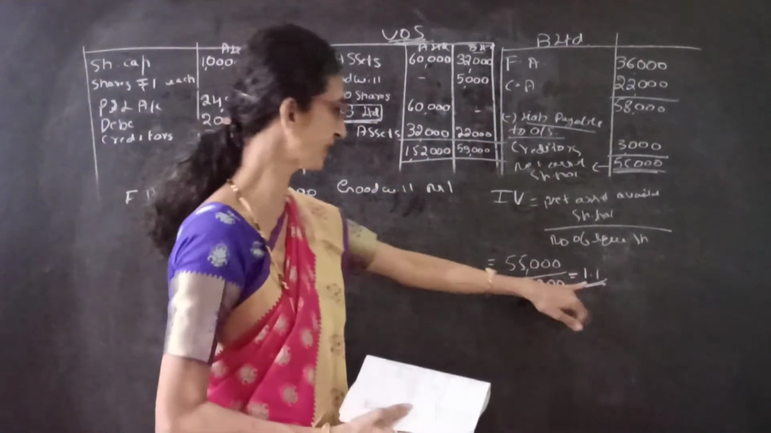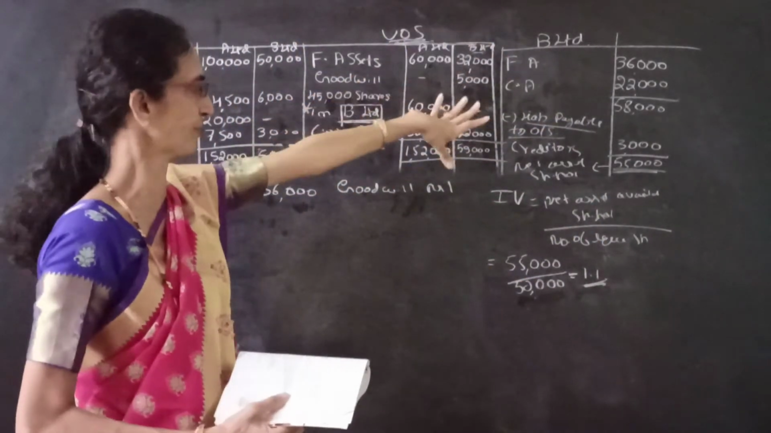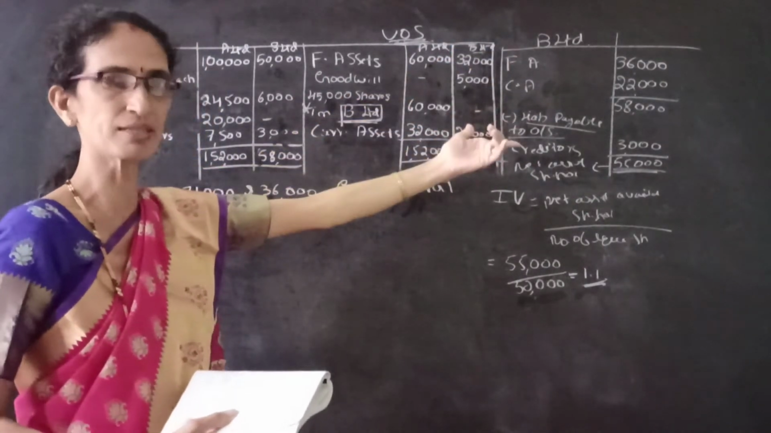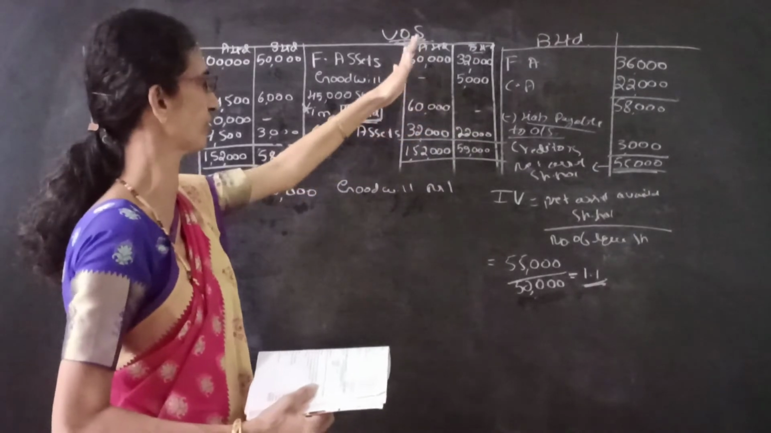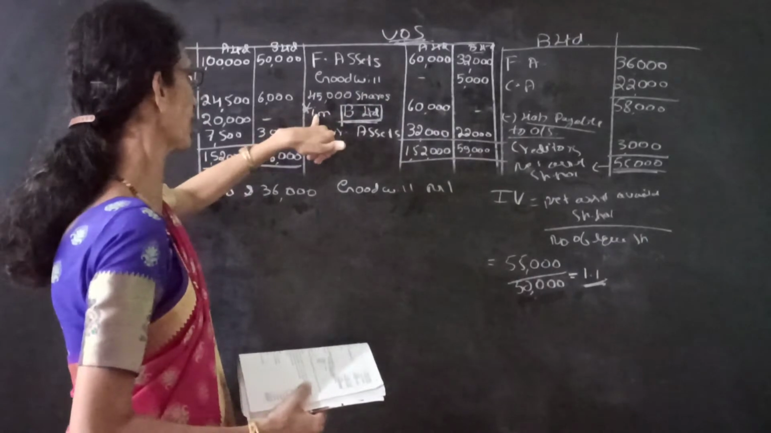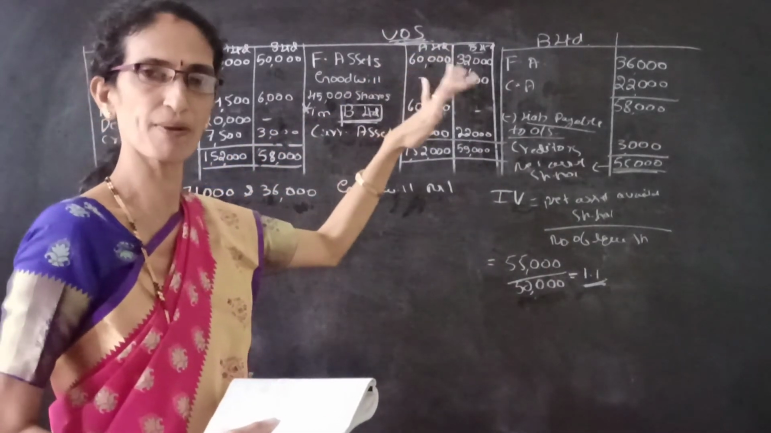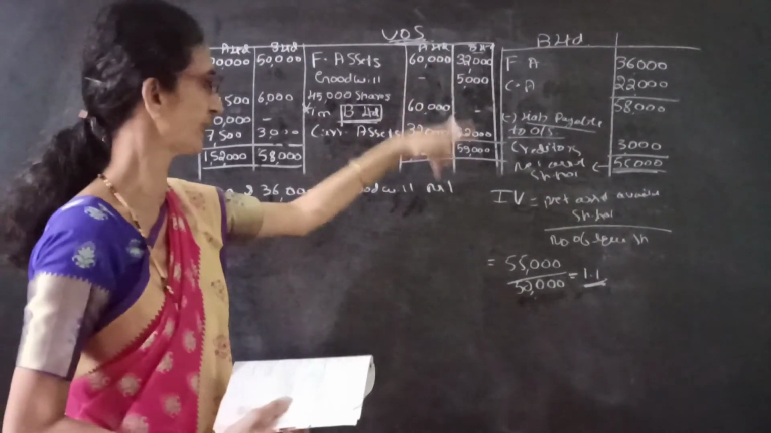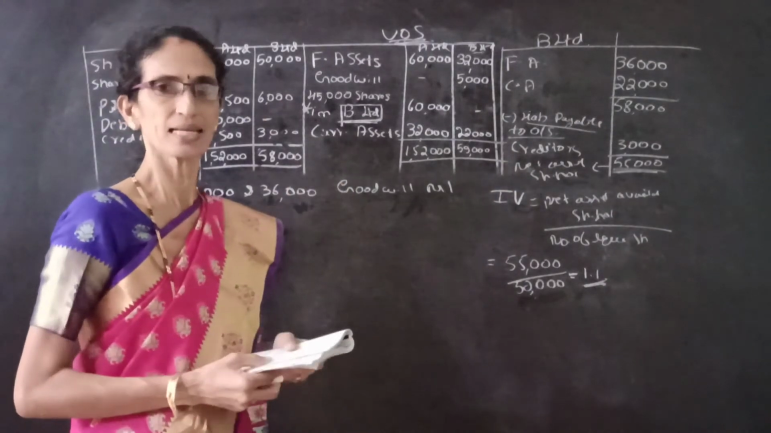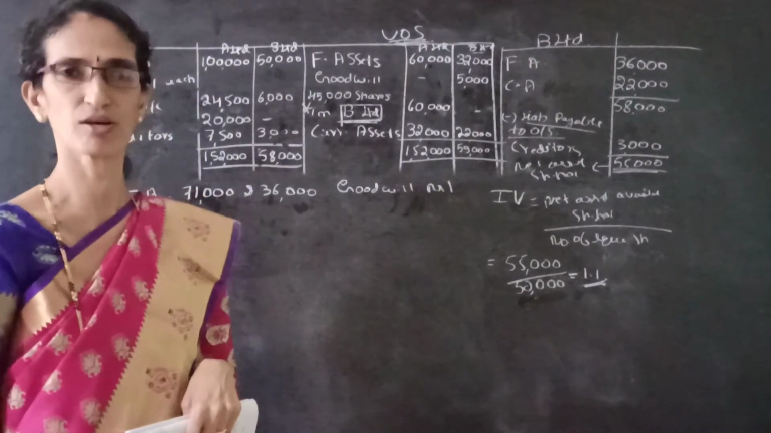So with the help of this we can find out the value of shares of A Limited. First we have to find out the intrinsic value of B Limited, and afterwards the value of A Limited, because in investment, shares in B Limited are given. That is why we first prepare B Limited's intrinsic value of shares, and after that A Limited's shares. So now we have to compute the value of shares of A Limited.